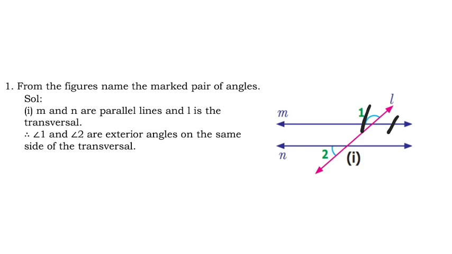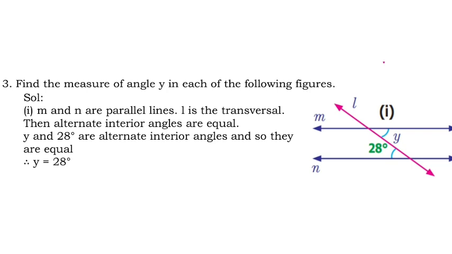First question. From the figure, name the marked pair of angles. Solution. Roman letter 1. M and N are parallel lines and L is the transversal. So therefore angle 1 and angle 2 are exterior angles on the same side of the transversal.